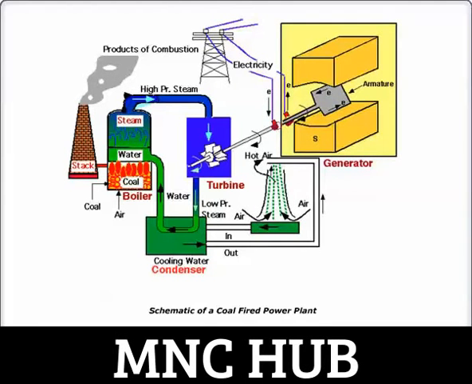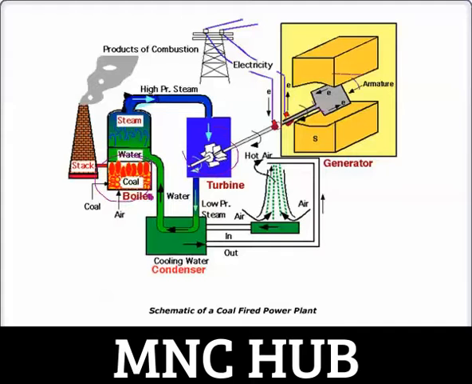Here in this diagram, we are looking at how a basic power plant works. A power plant generates electricity. It burns a fuel and first converts the chemical energy in the fuel to heat energy, and that heat or thermal energy is converted to mechanical energy over here, and mechanical energy is converted to electrical energy in this generator.